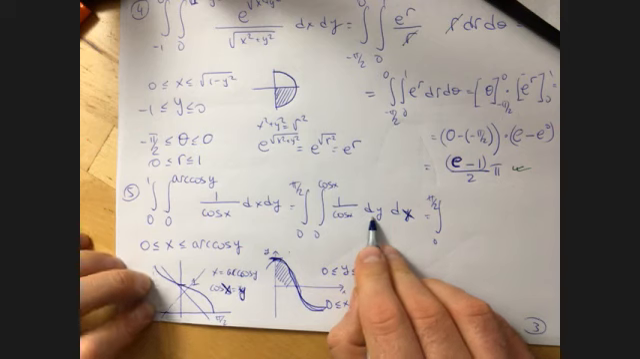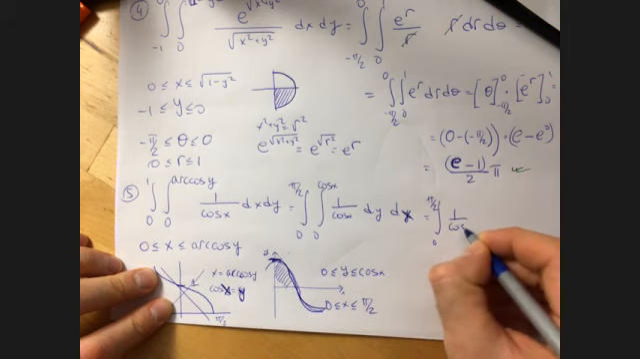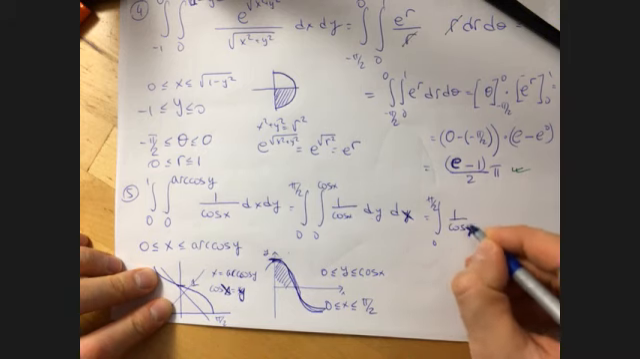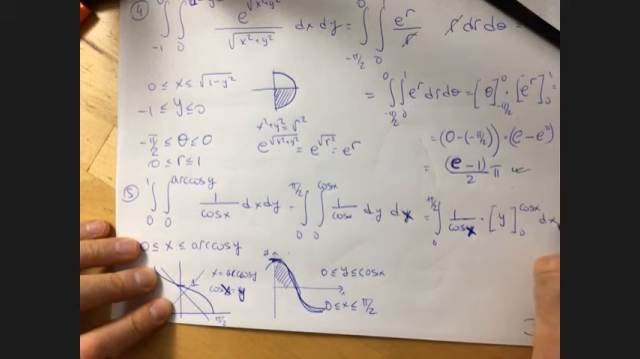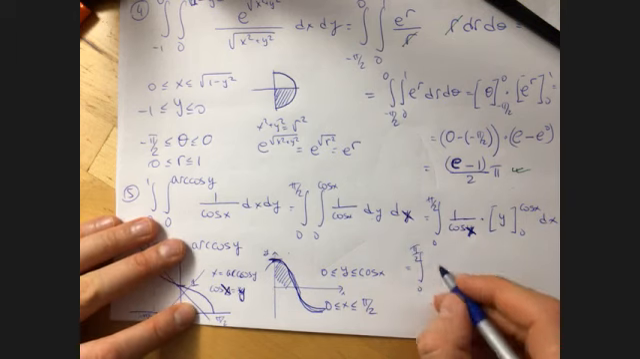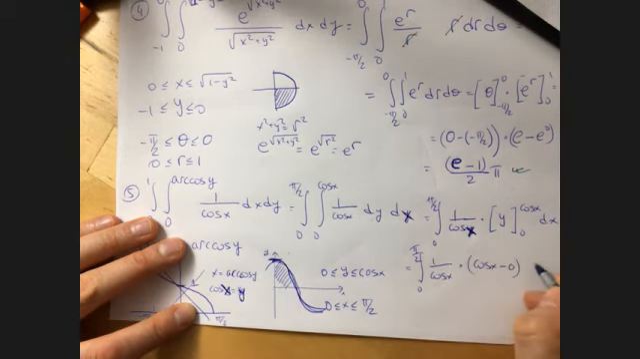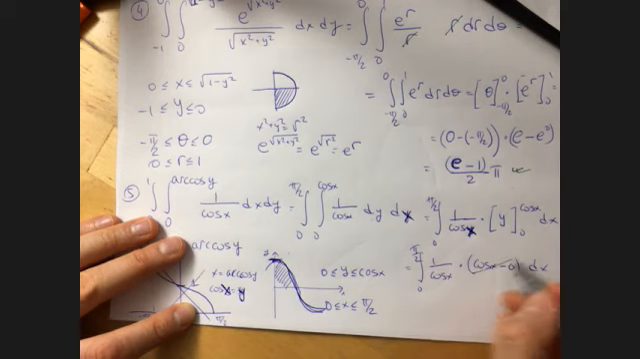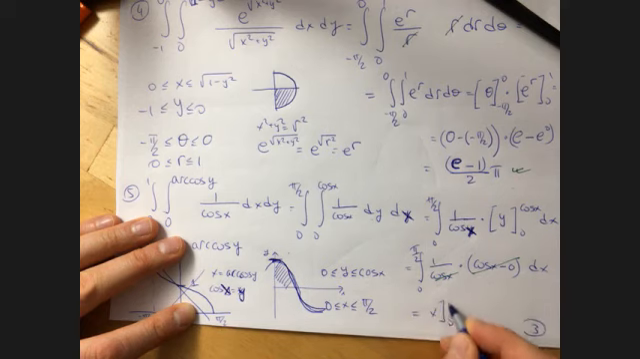I'll integrate first with respect to y. That means I treat the second function as a constant. So 1 over cosine of x times y integrated from 0 to cosine of x dx. That's equal to the integral of 1 over cosine of x times cosine of x minus 0 dx. And obviously these two terms cancel each other out. I have the integral of dx, which is just x, evaluated from 0 to pi over 2. That's simply pi over 2.